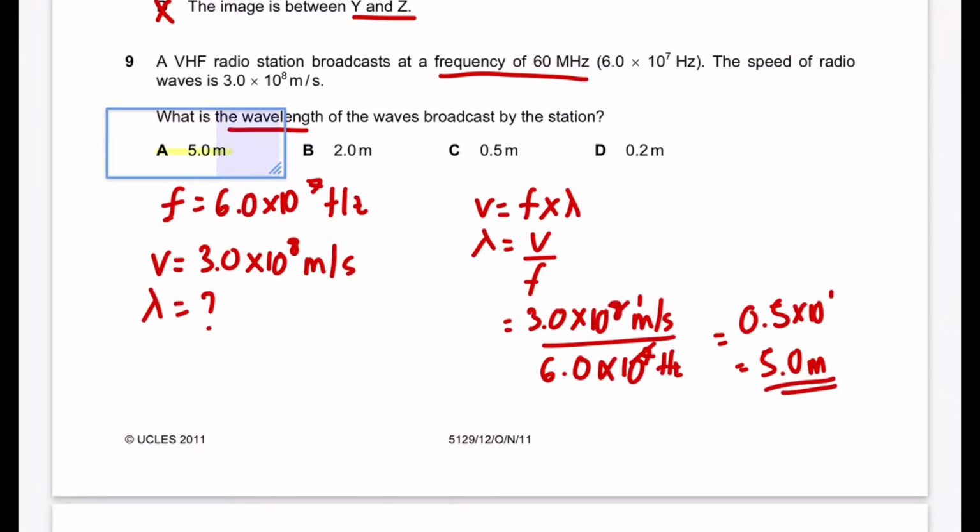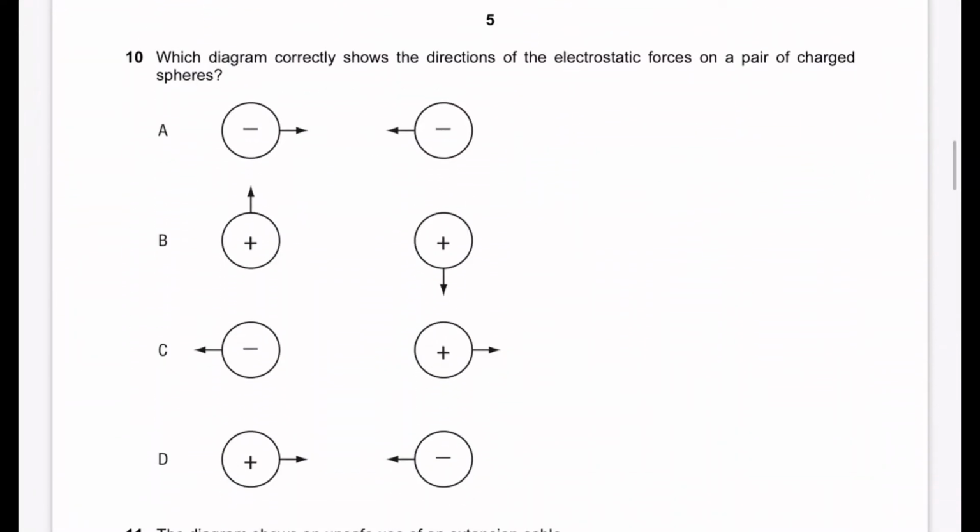Please use a calculator, don't do like me. Alright. Next, let us move on to question 10. Which diagram correctly shows the directions of the electrostatic forces on a pair of charged spheres?